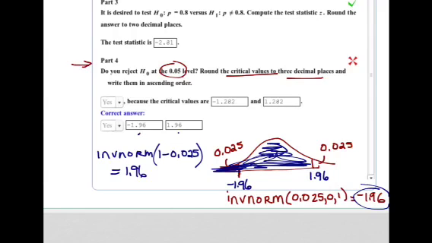And the question is, where does your test statistic fall, negative 2.81? Well, it falls somewhere out here, which is in the rejection area. So that's why we're going to reject the null hypothesis, and we have those two critical values. And that's how you do that problem.